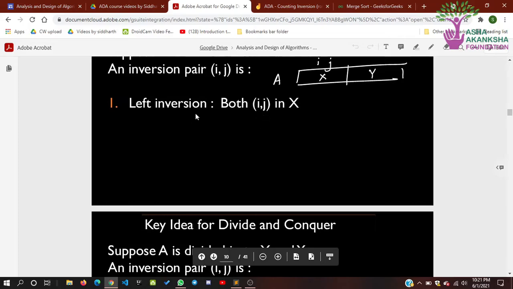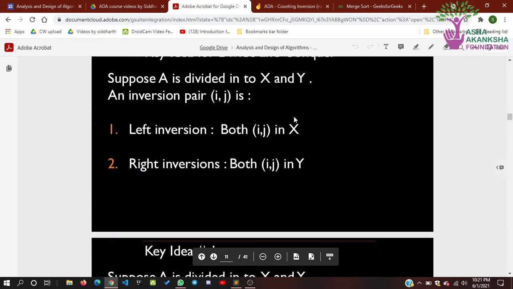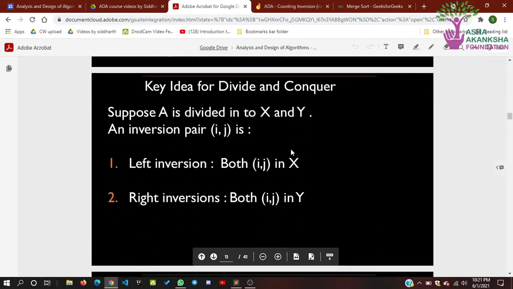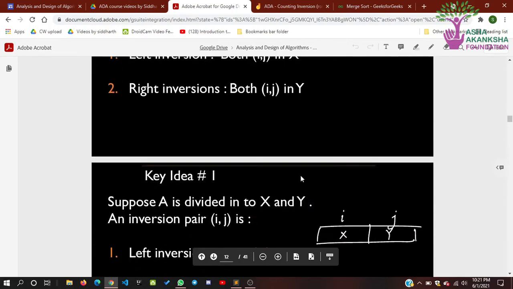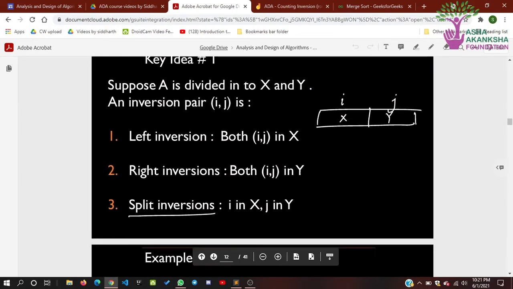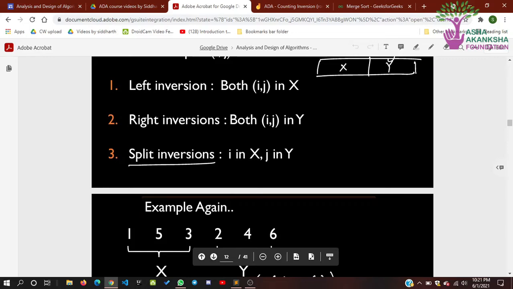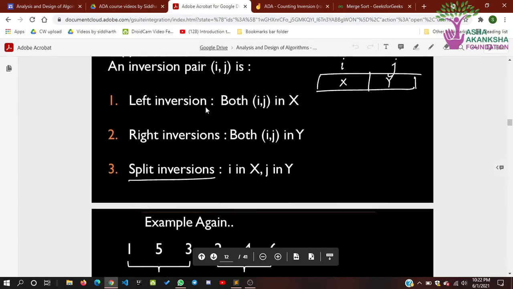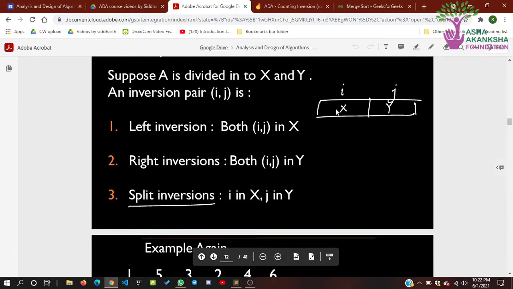So either both appear in the left half, that is x, or both appear in the right half, that is y, or I can appear in x and j can appear in y. When both appear in x, it is called a left inversion in our divide and conquer approach. When both appear in y, it is called a right inversion, and if they appear in this way, it is called a split inversion.